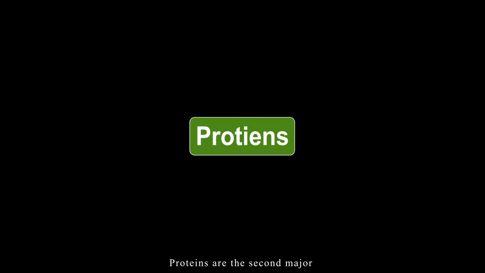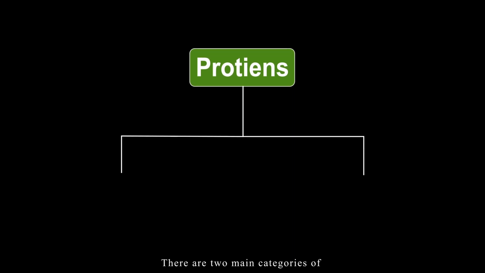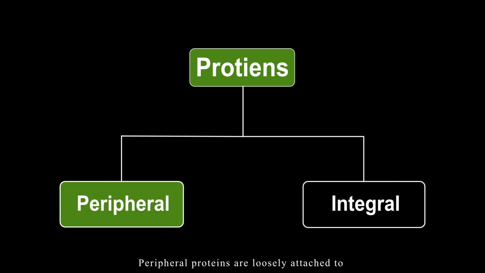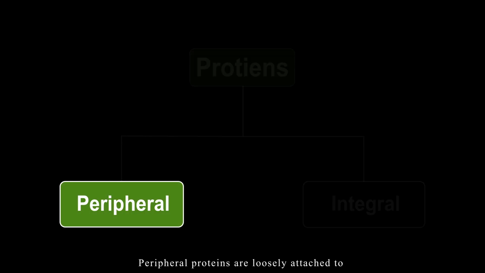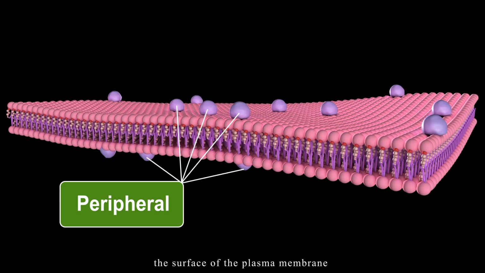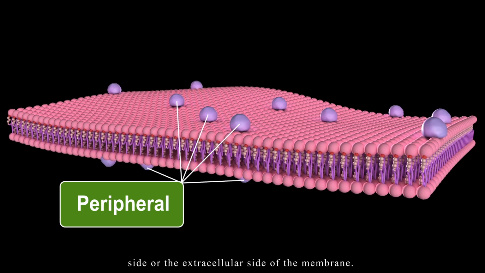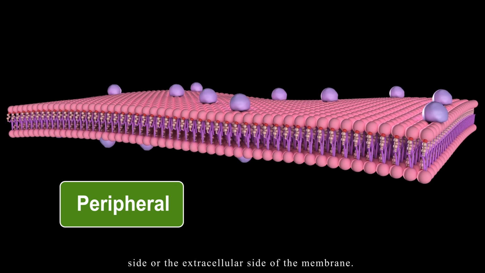Proteins are the second major component of plasma membranes. There are 2 main categories of membrane proteins: peripheral and integral. Peripheral proteins are loosely attached to the surface of the plasma membrane. They can be found on either the cytoplasmic side or the extracellular side of the membrane.